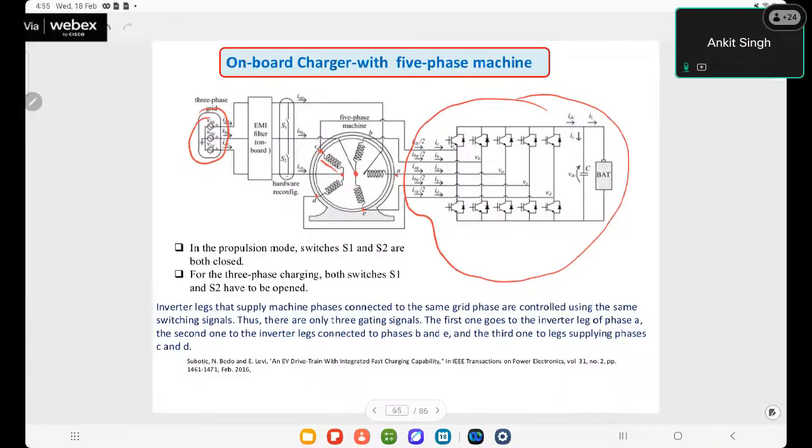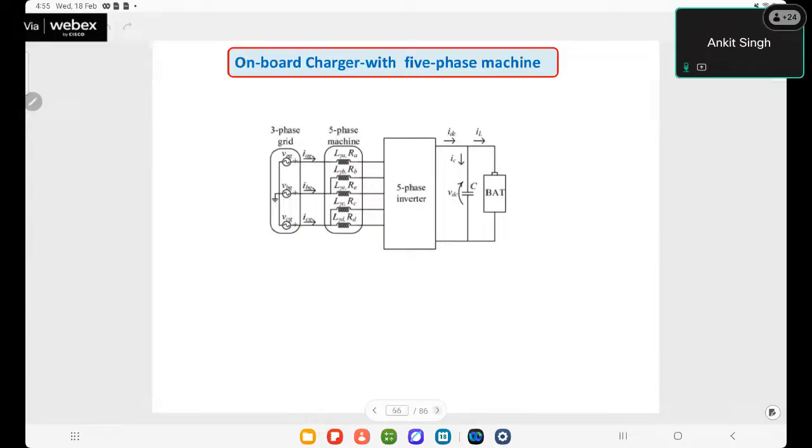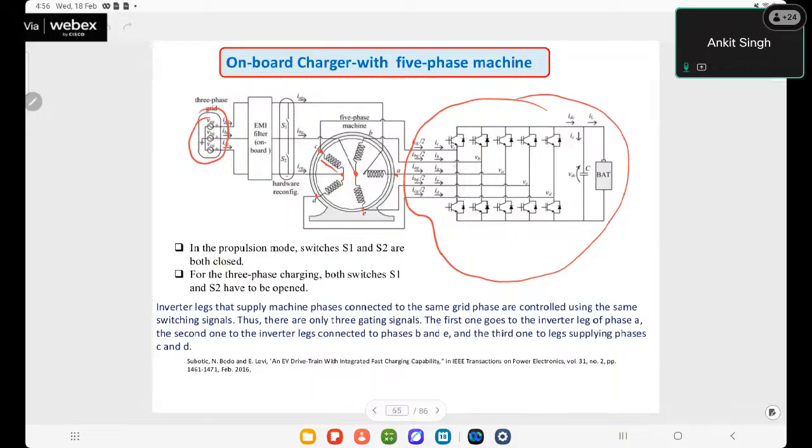When we look at the equivalent circuit here, we can see the three-phase supply. These inductors are in parallel, between B and E, and C and D. These are the five-phase machine winding inductors, and this five-phase inverter has five legs, equivalently used as a three-phase grid system. Here we have to think about the switches. We have two switches operated simultaneously.